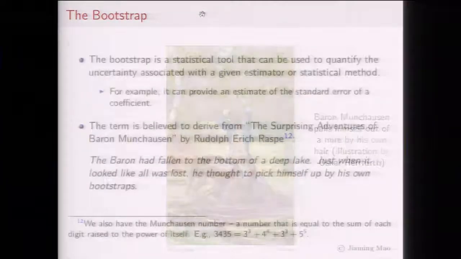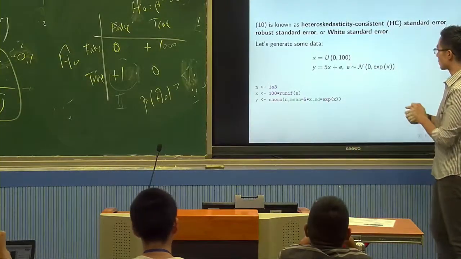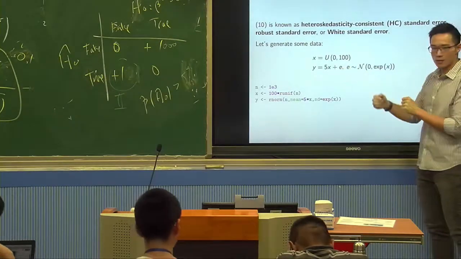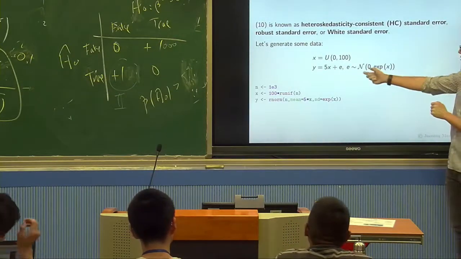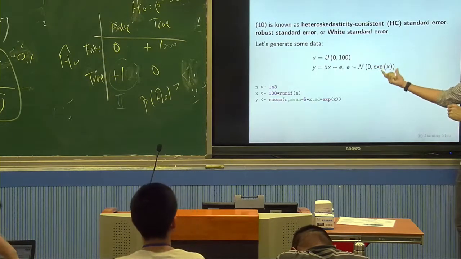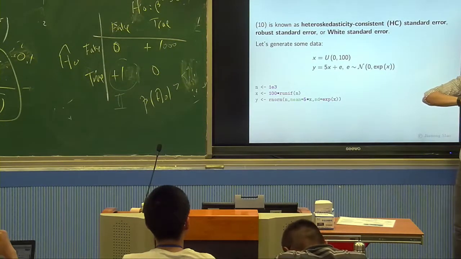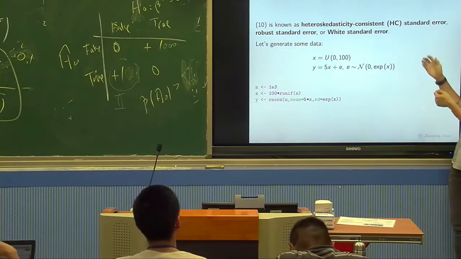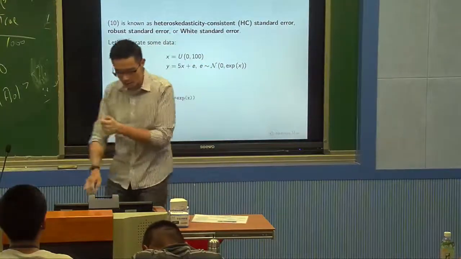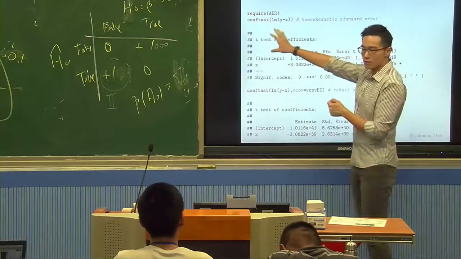And then finally, let me just show you one simulation. So I did a little simulation here. X is a uniform variable between 0 and 100. Y is 5X plus E, but E here is a little bit strange, right? E here is a normal distribution, but extremely heteroscedastic. Right, so it's exponential of x. So the variance increases exponentially with the value of x. So that's a very heteroscedastic error. So let's do it, right? Yeah, simulate some values. Now, what I'm going to do is I'm going to run a regression in R.